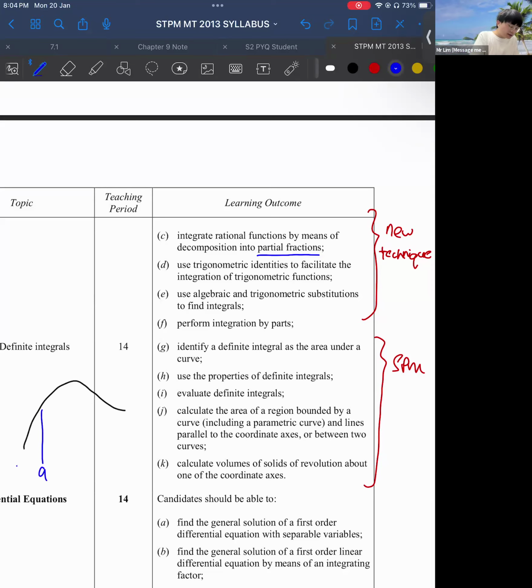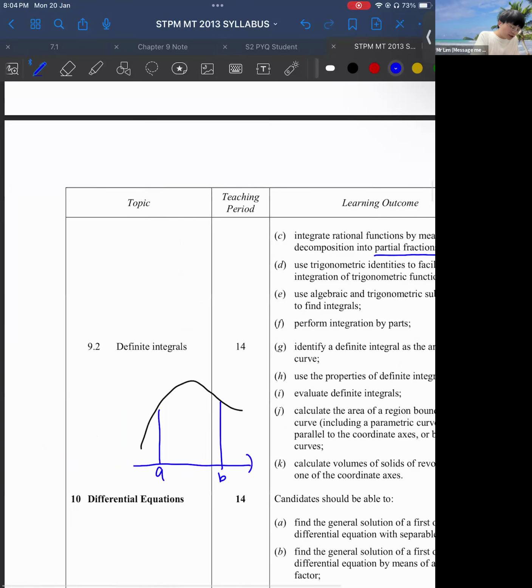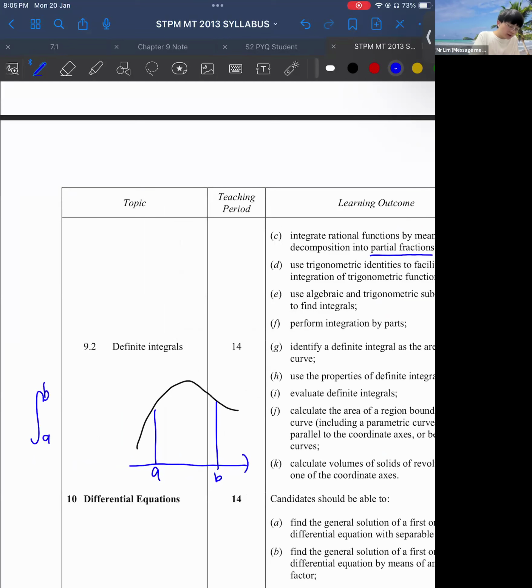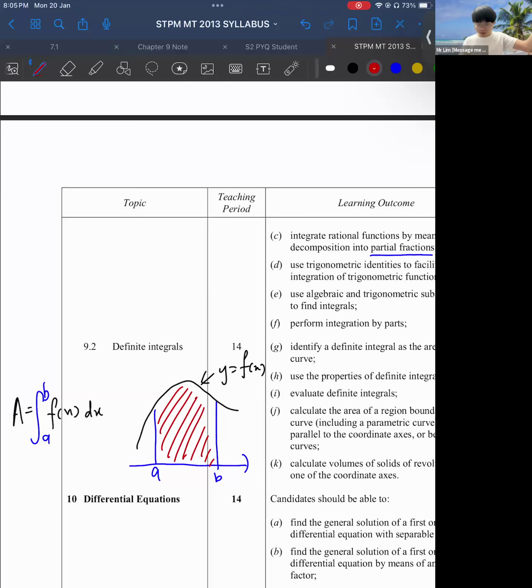Right. If you find the integration from A to B, where y equals f(x), you are actually finding the area under the graph. And also the volume, the volume rotated. This one you learned in your SPM time. Again, it is in STPM.